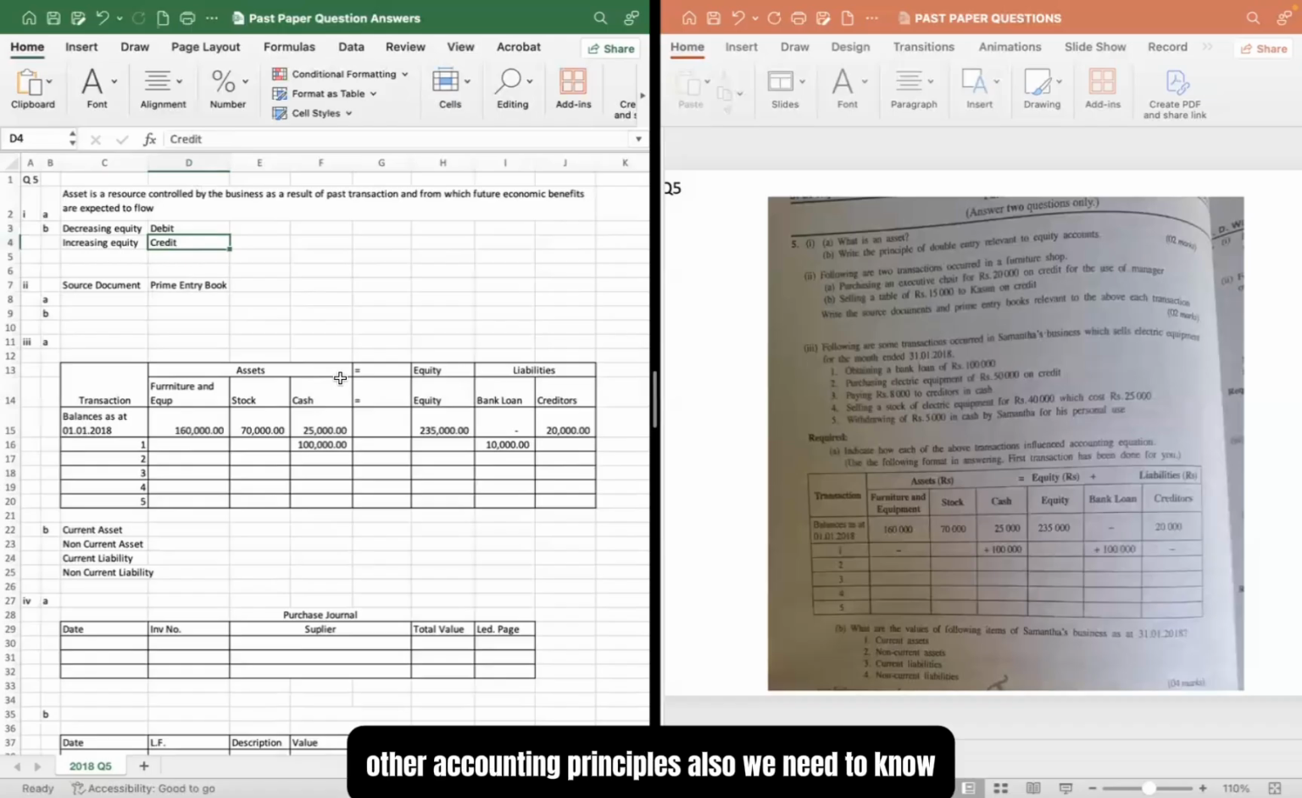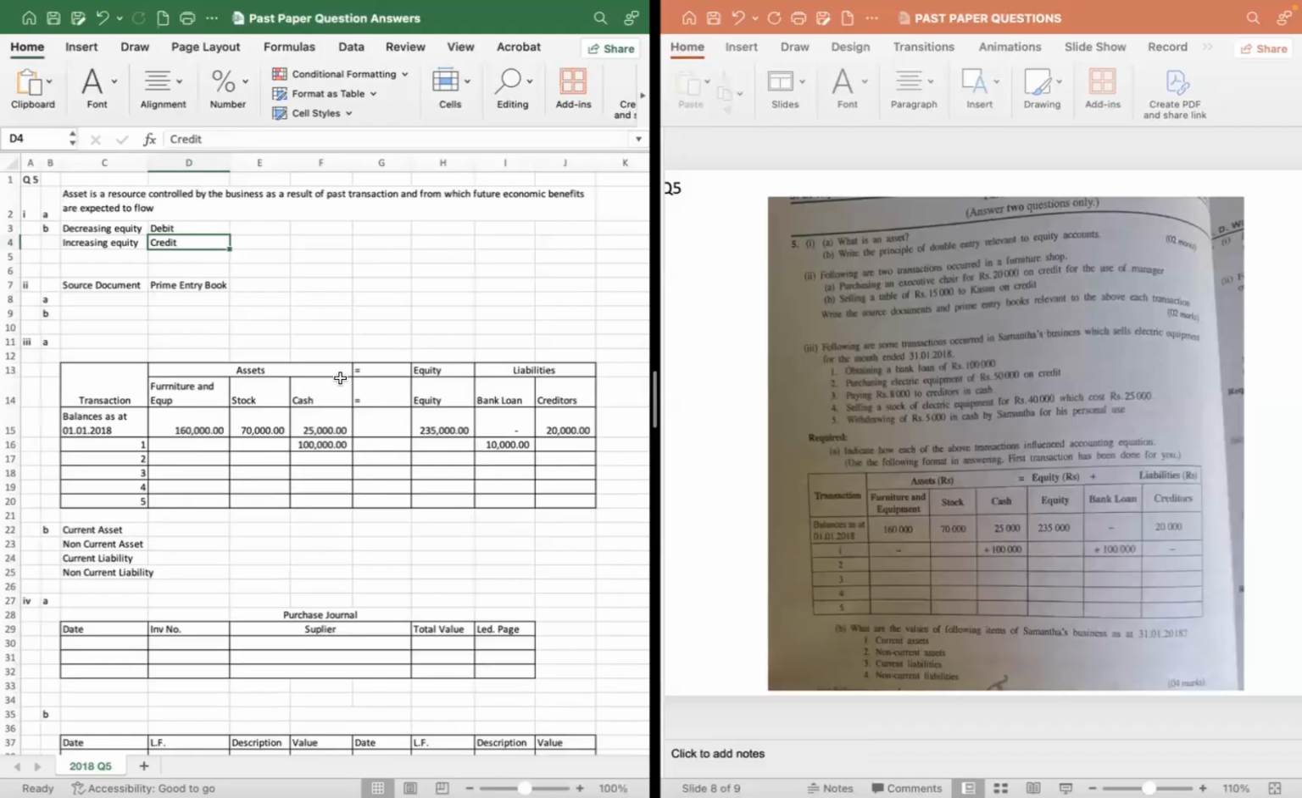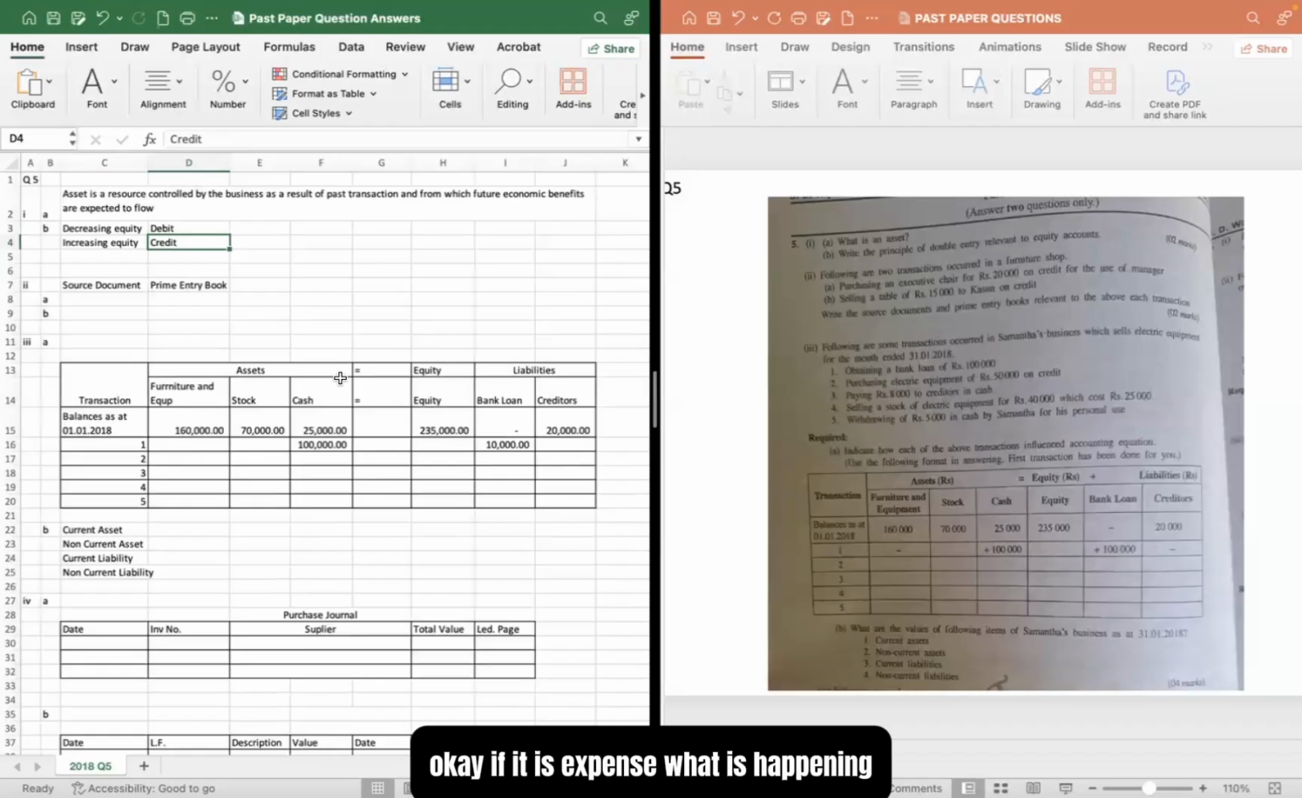Other accounting principles also we need to know. If it is an asset, what is happening? If it is an expense, what is happening? If it is income, what is happening? If it is equity, what is happening? If it is a liability, what is happening? So this is about the accounting elements and the double entry principle.